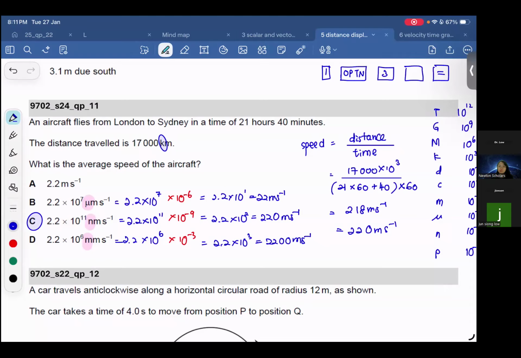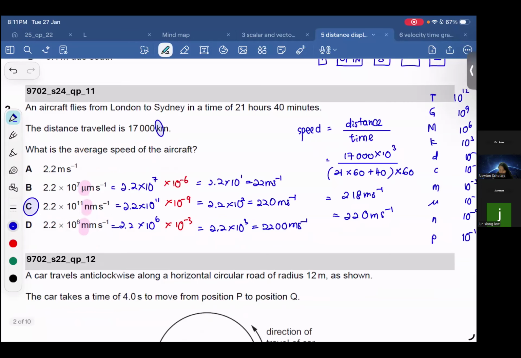Zhisheng, okay? So for this one, they are testing whether you know how to do conversion. And don't forget about the prefix.